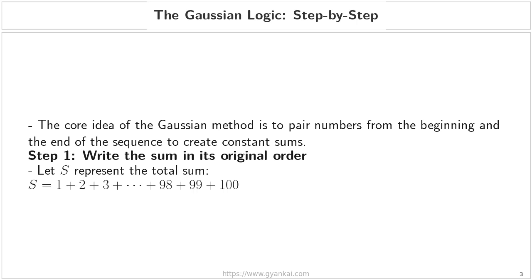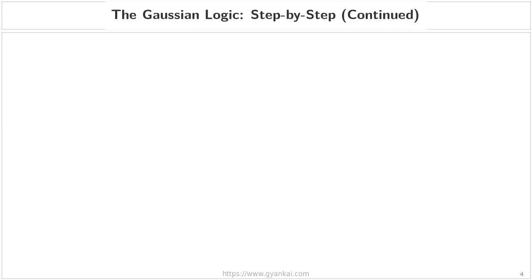Step 1 is simply to write out our sum in its original ascending order. To keep our work organized, let's use the letter S to represent the total sum we are looking for. So we write S equals 1 plus 2 plus 3 and so on, continuing through 98, 99, all the way up to 100.